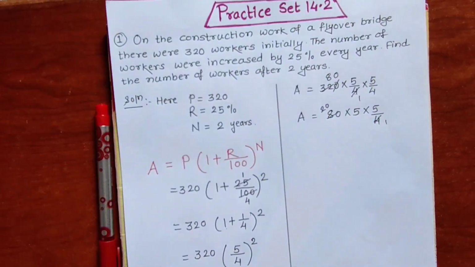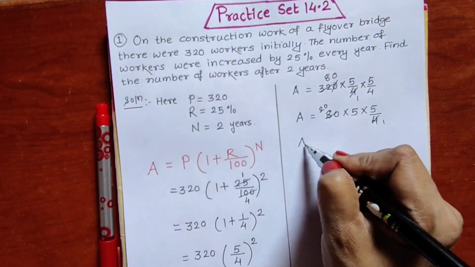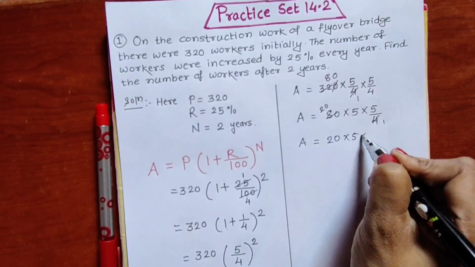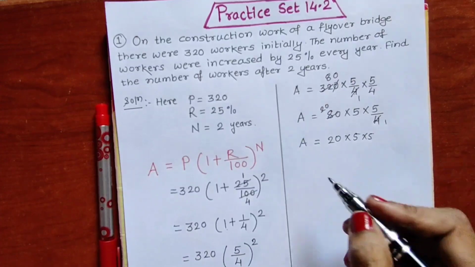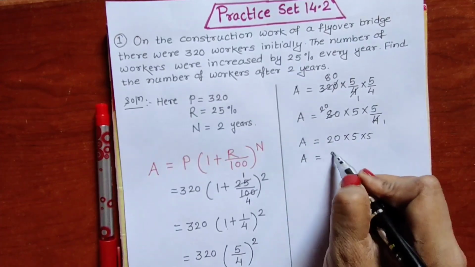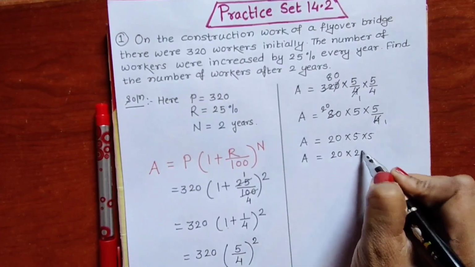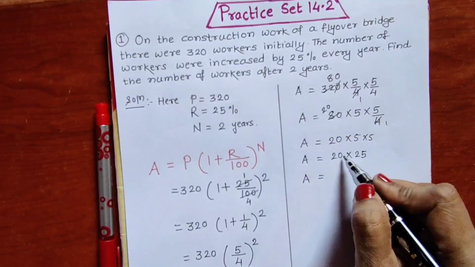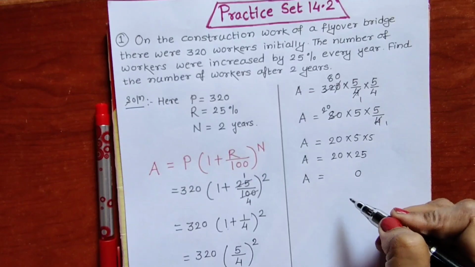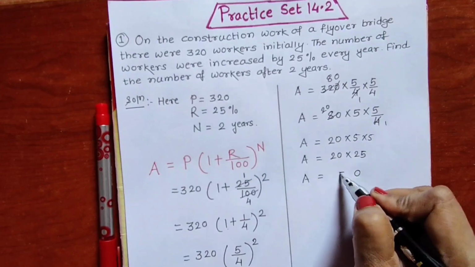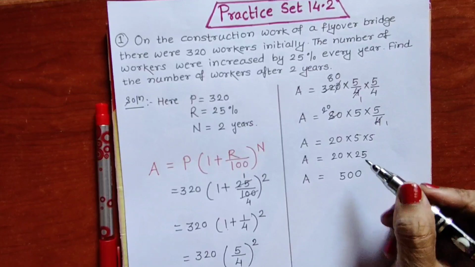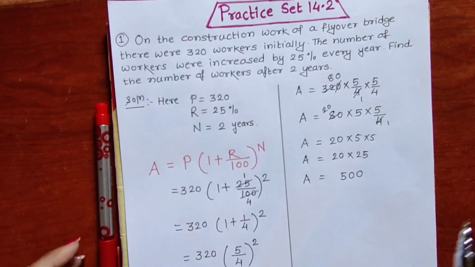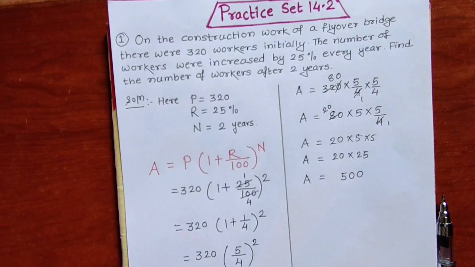So in this way we are getting 3 numbers multiplication. This 20 multiplied by 5 multiplied by 5. This 4 is cancelled here. So A is equal to 20 multiplied by 5, 5s are 25 we all know. So 20 into 25. We can do it orally. 25 twos are 50. So 500. So at the end of 2 years, the number of workers will be 500. So we will be writing the answer statement here.